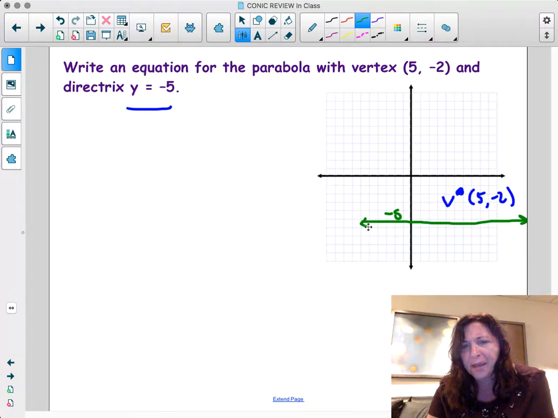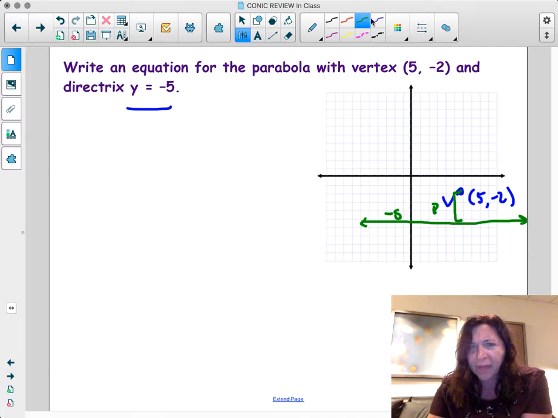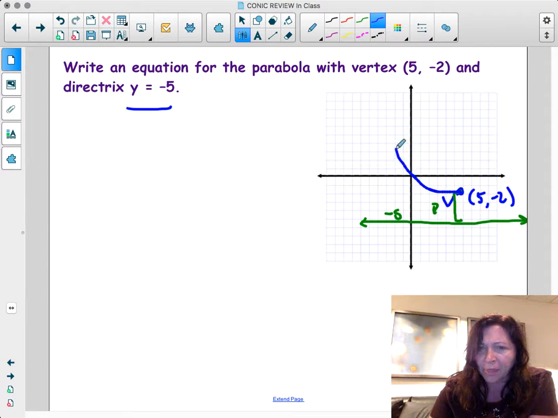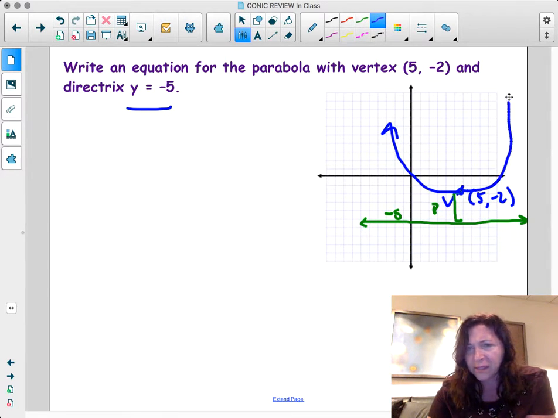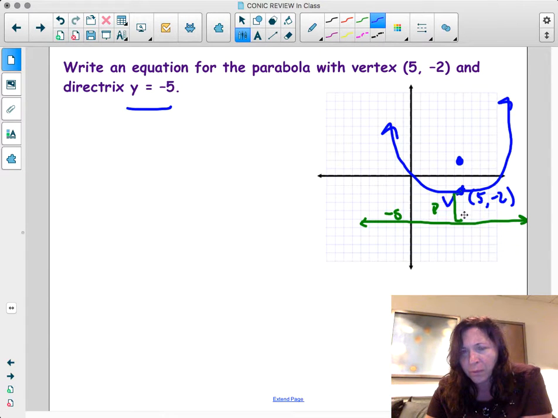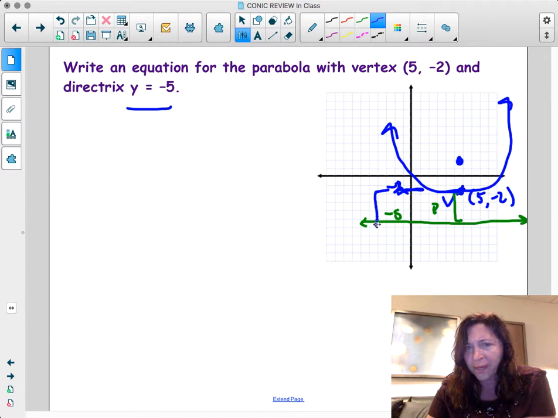What's going to happen now, in making this equation, remember that this distance from here to here is p. It also means that my parabola is going to arc up like this, okay? Because the directrix is always on the other side of the focus point, which is going to be around here. Remember, if this is 5, negative 2, so this length down here is negative 2, and then I go down 3 units, that value, I'm going to also go up 3 to get to my focus.